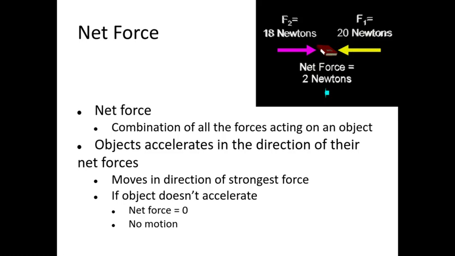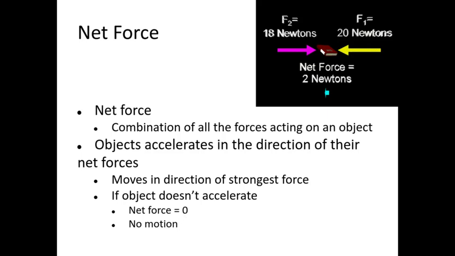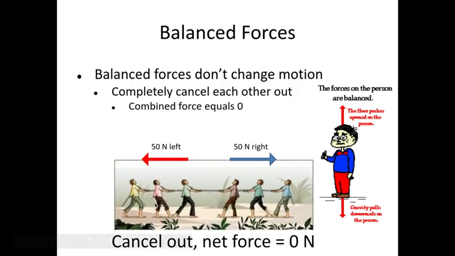And that is going to mean that if there is a net force that is positive or negative, it is going to start moving in that direction. That means it's accelerating in that direction. If the net force is 0, there are no extra forces acting on it. So if that object was moving, it's going to keep moving. And if it was in place, it's going to stay in place. So, balanced forces.